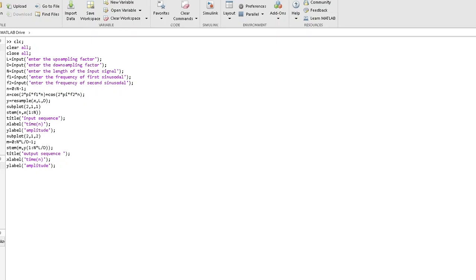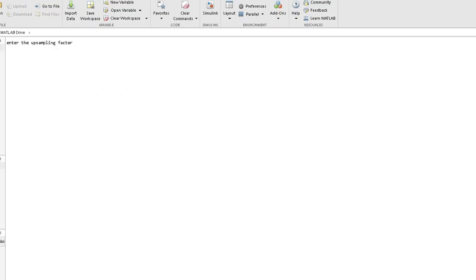So running the code, now the system is asking us for the upsampling factor. We're going to enter 3. For the downsampling, we're going to enter 2. For the length of the input signal, we're going to enter 40. For the frequency of the first sinusoidal, we're going to enter 0.01. For the frequency of the second sinusoidal, we're going to use 0.03.